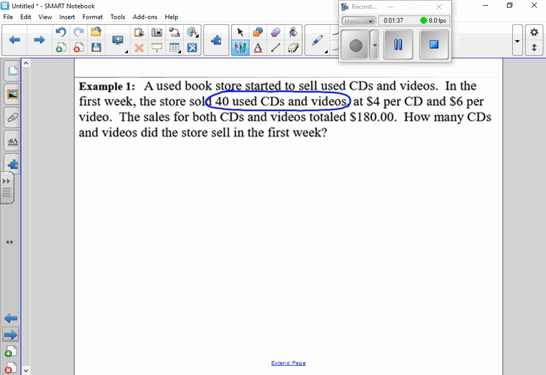So I'm going to start off with what I have circled here, that there are 40 used CDs and videos. I know typically we use X's and Y's, but when I'm doing word problems, it's easier if I track everything by using letters that remind me of what I'm actually looking at. So I'm going to use C for CDs and V for videos. If it says we have 40 total, that means the number of CDs plus the number of videos equals 40. That's the total, so when I add them all up, I get 40.